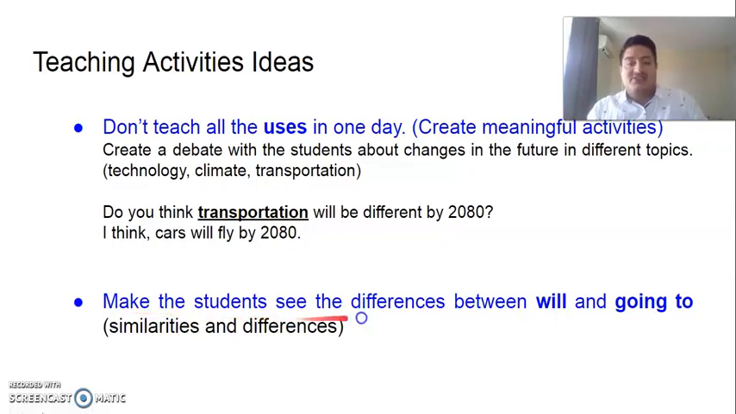Also, make the students see the difference between will and going to, what similarities and differences they have, so they can realize and they can use will correctly for the simple future.